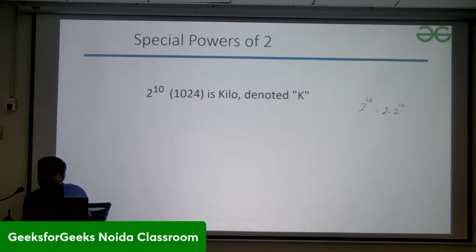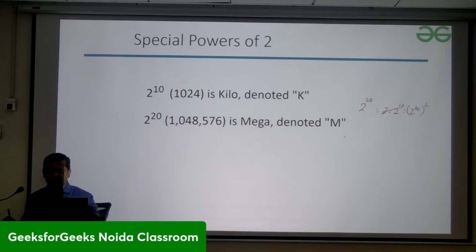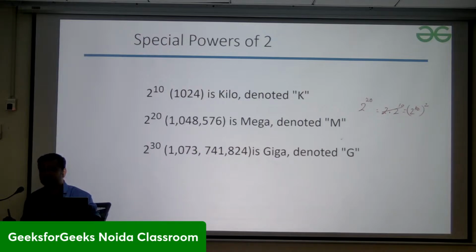Then k square. That means 2 to the power 10, to the power 2. So that computation must be done. Okay. Like if numbers are multiplied, powers are going to be added, or powers are going to be subtracted when it is divided, and so on. That arithmetic on powers must be known to you. So 2 to the power 20 is mega. Okay. 2 to the power 30 is giga.